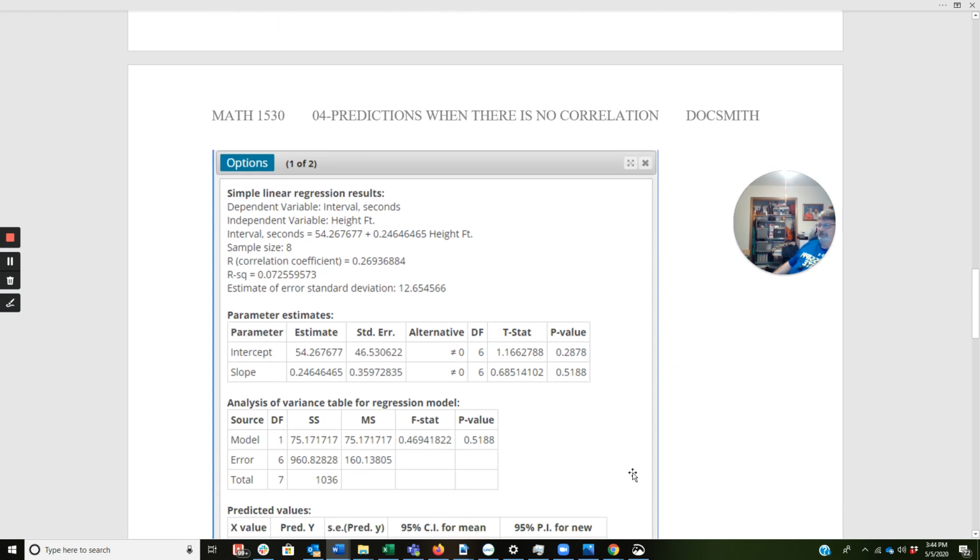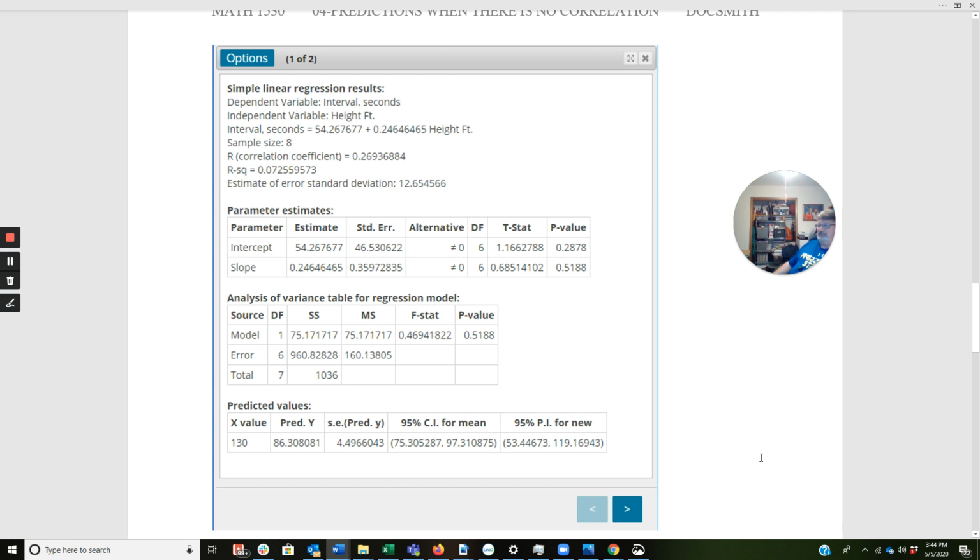And so here is the screen capture. There is my p-value, there's my test statistic, and I have a prediction of 86.3 when I plugged in that 130, so it's really not that far off in this case. In other cases, you'll see it can be quite far off.